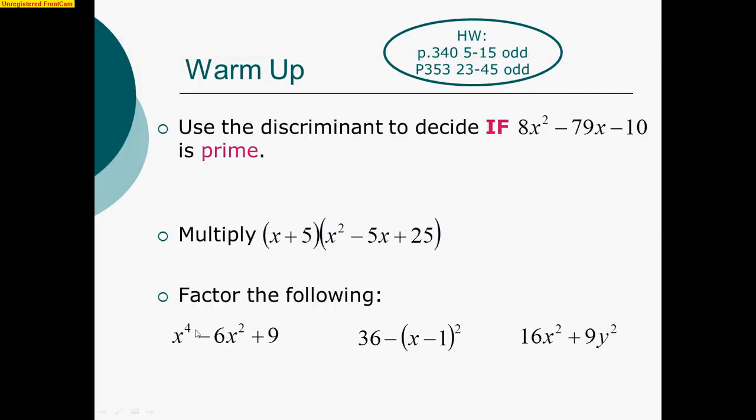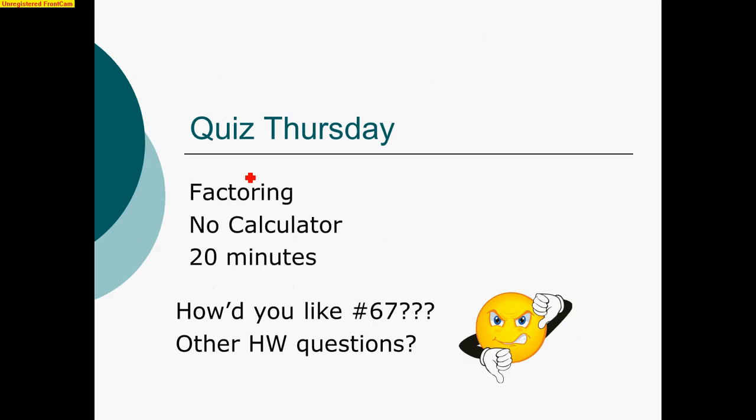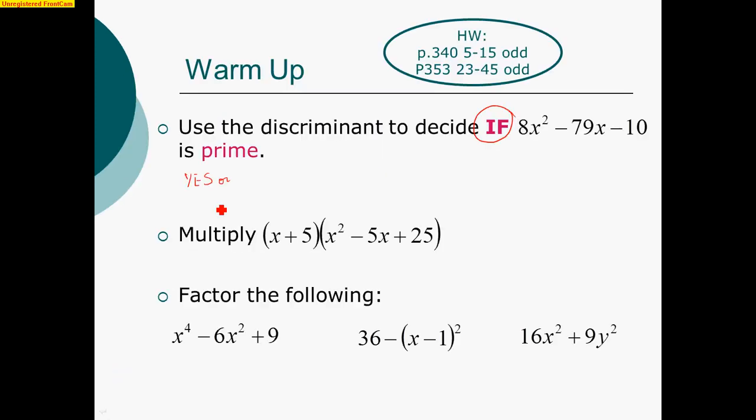Here's your warm-up. Use the discriminant to decide if this quadratic is prime. So before I even start this problem, I'm going to make note that my answer is either going to be yes or no. Yes or no, right? They didn't actually ask me to factor. They asked me to use the discriminant, b squared minus 4ac, with b being negative 79. Yes, you have a calculator: b squared minus 4 times a times c.